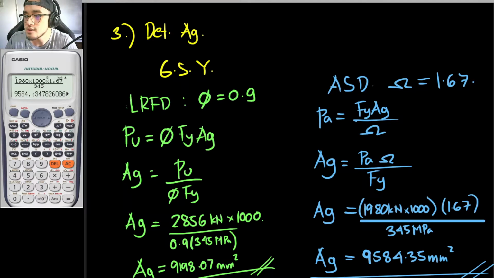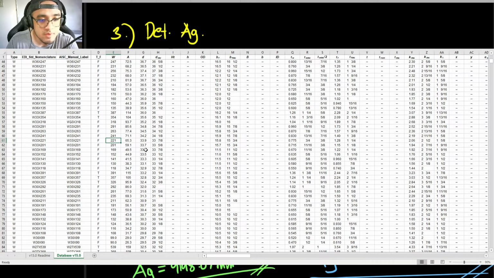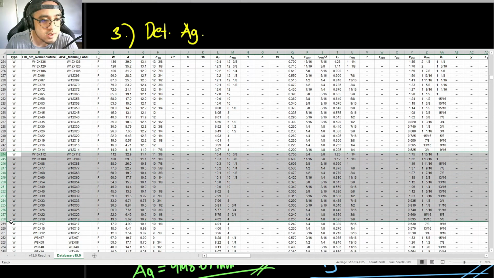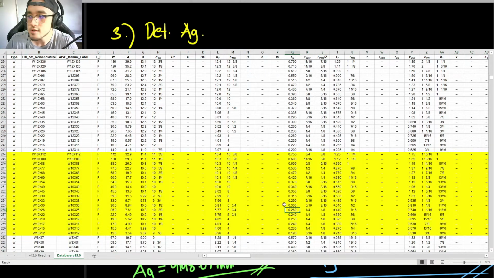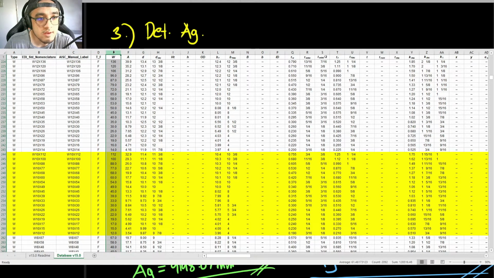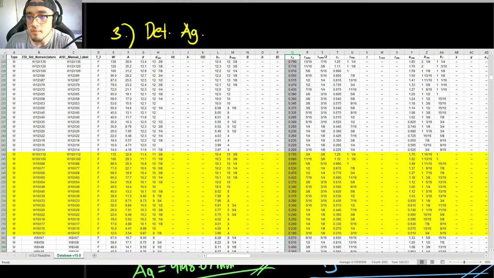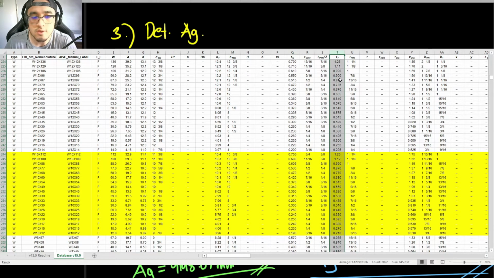So going to this Excel file right here once again, I would be pressing Control F and typing W10X. From that, guys, I can now see all of the W10s in here. So it would be these ones right here. I would just be highlighting them. So these are the sections that we can choose. In this table, these are the weight, this is the area, the depth, the base of the flange, the thickness of the web, and the thickness of the flange and whatsoever.